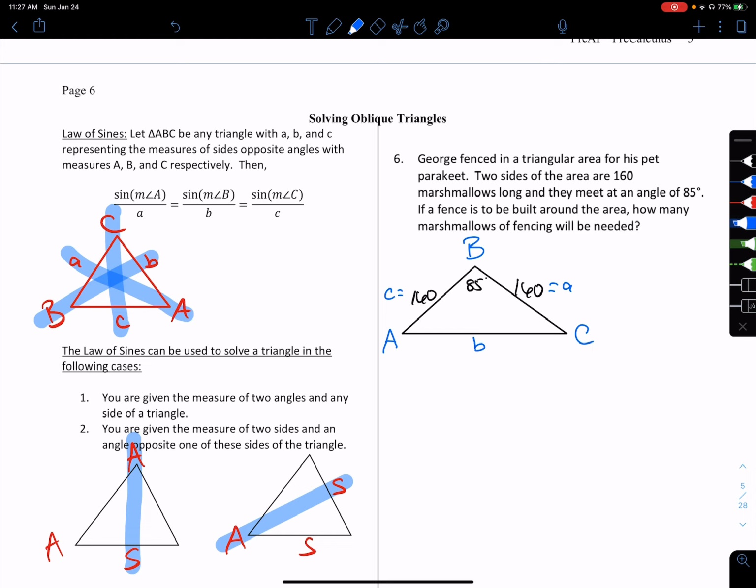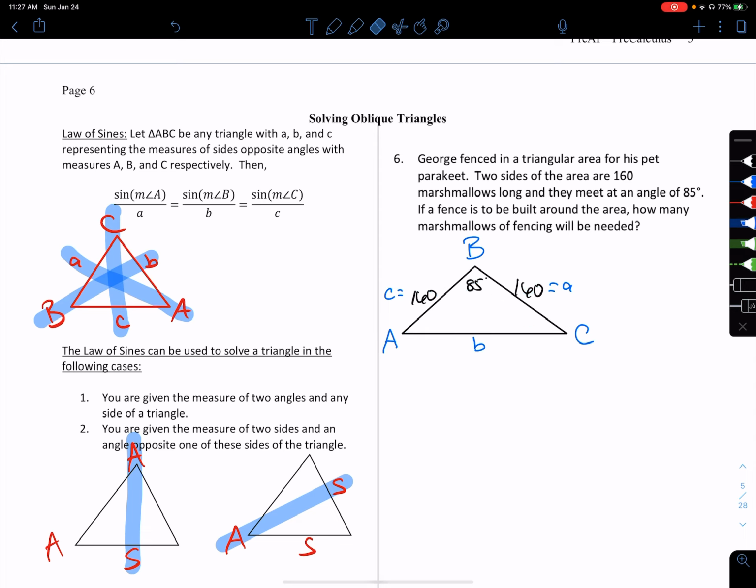wait a second. Drum roll, please. At first glance, it's like, well, we can't. We know this angle, we don't know the opposite side. We know this side, not the opposite angle. We know this side, not the opposite angle.